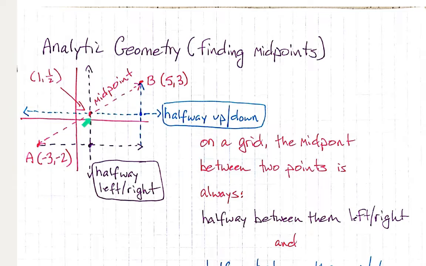Well, the place where the two lines cross, where we're both halfway vertically and halfway horizontally, that point is 1, 1/2, or over a space, up a half a space.